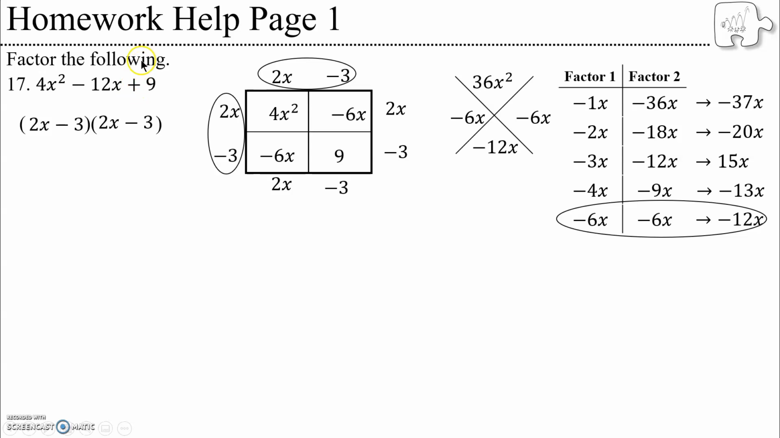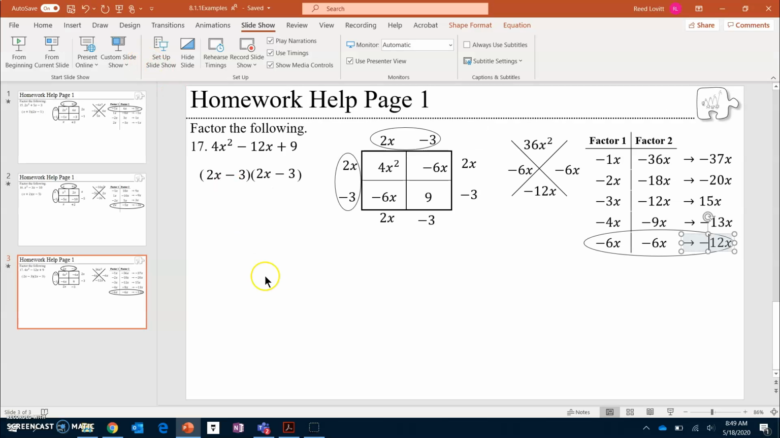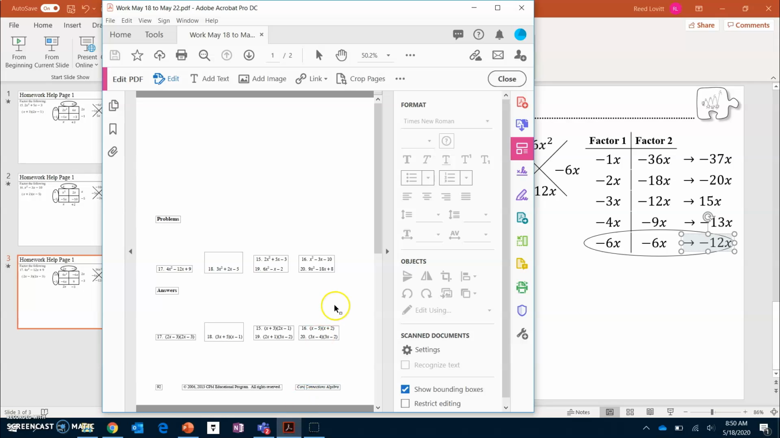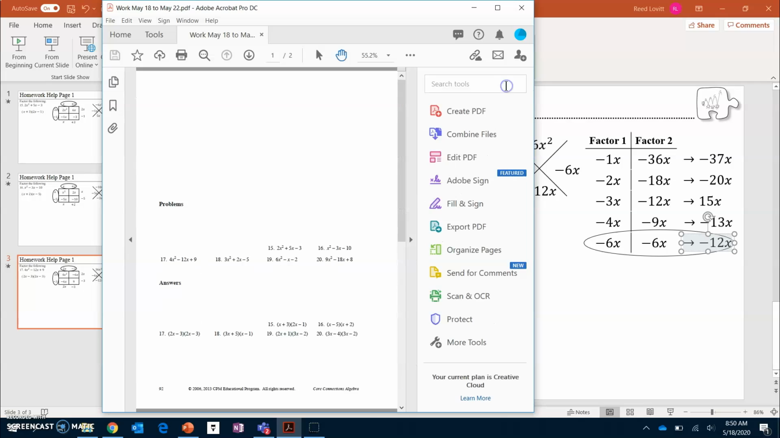So now we have the homework help that I was going to help you with. Remember that you guys just have to do 18, 19, and 20. And then you guys are good to go for today.